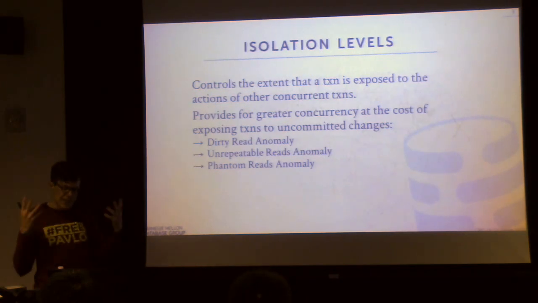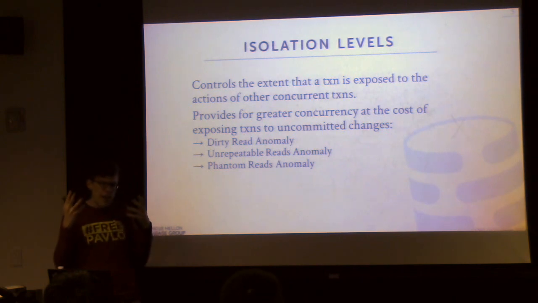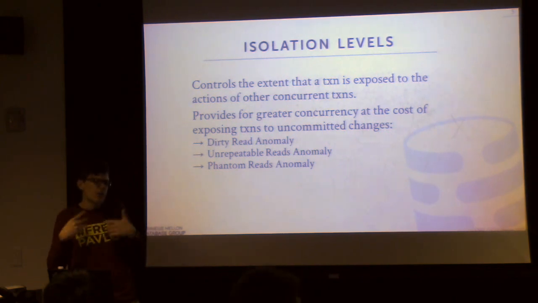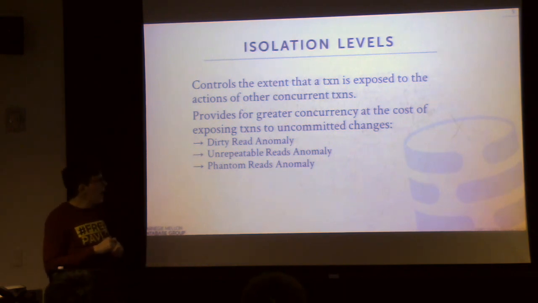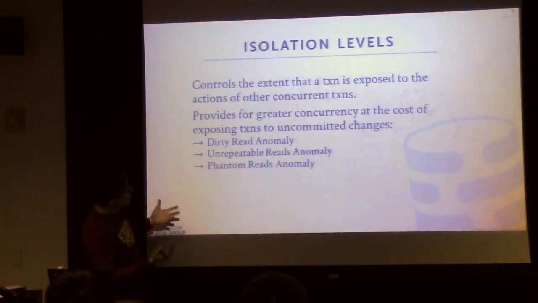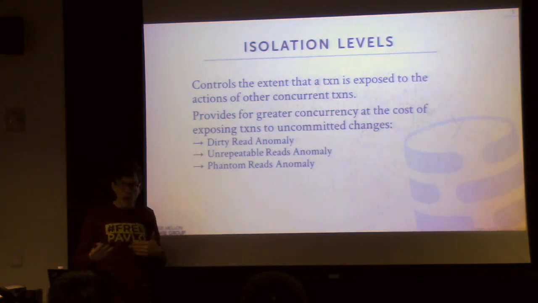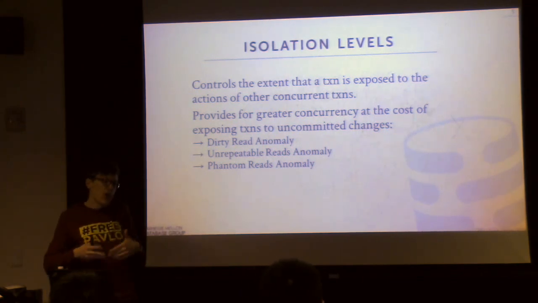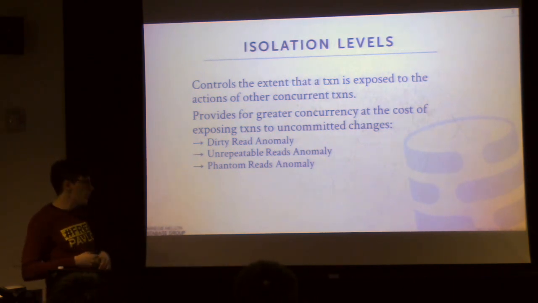So the isolation levels are a way we're going to be able to declare in our application what anomalies a transaction should be allowed to be exposed to. And the lower the isolation level you have, the better concurrency you're going to get, because there are going to be fewer restrictions about what operations can run at certain times. Because you're worrying less about the conflicts that you would normally worry about if you care about serializability.